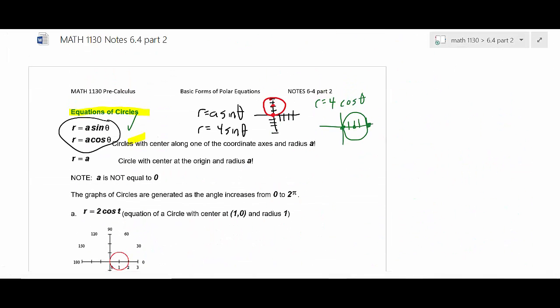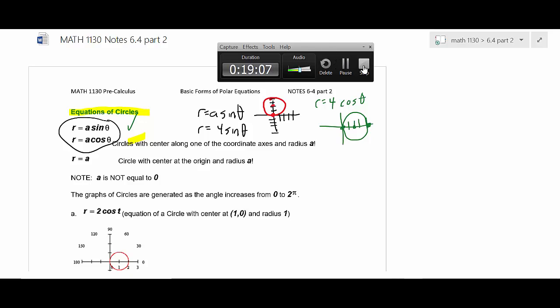All right, so that'll wrap that up, and then we'll start vectors tonight. That's where it all comes together.